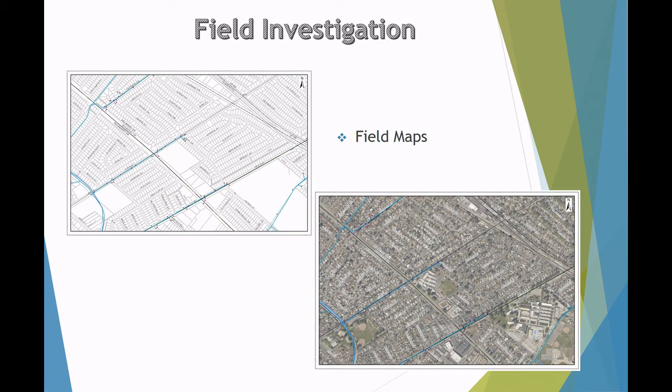For a field check, maps are created using ArcGIS, using the parcel maps, the storm drains, the storm drain alignments, and the location of catch basins. We use aerial images as well to give us a better understanding of what is out in the field. The purpose of the field check is to verify the drainage pattern and the drainage systems.